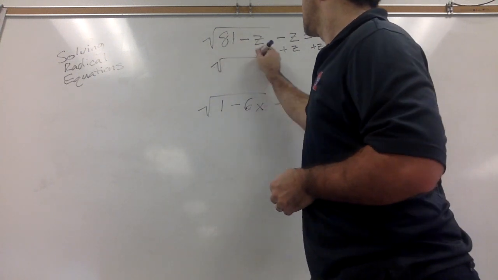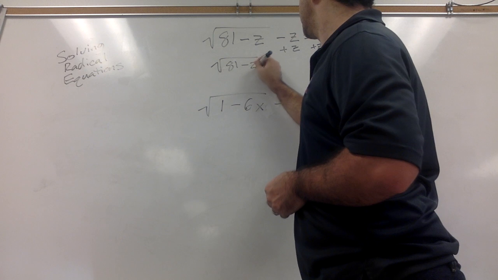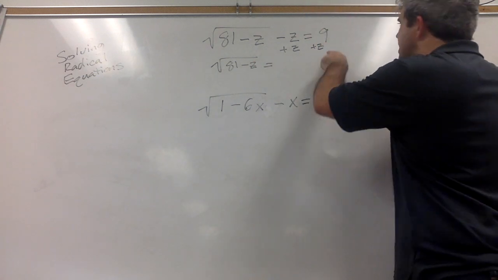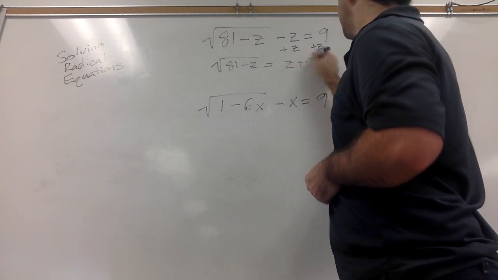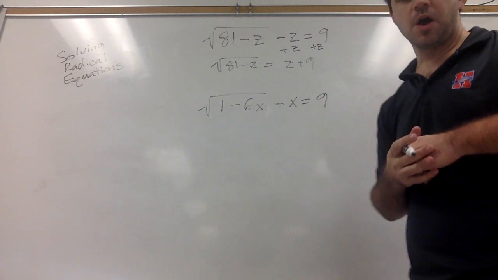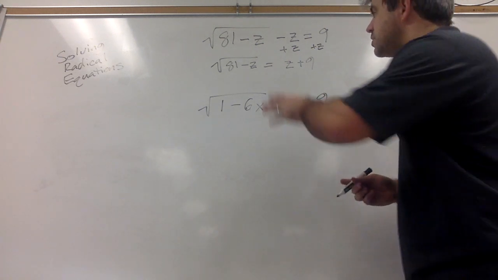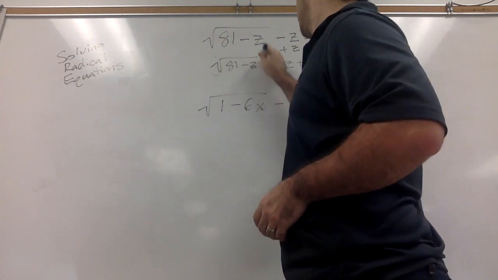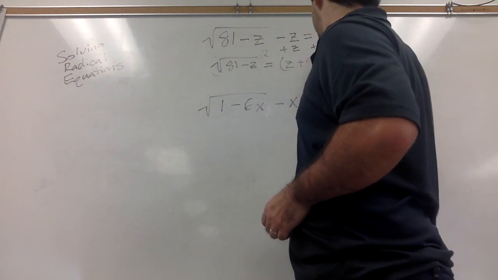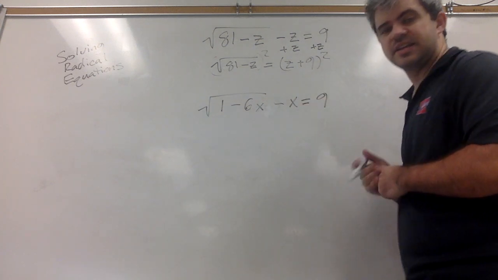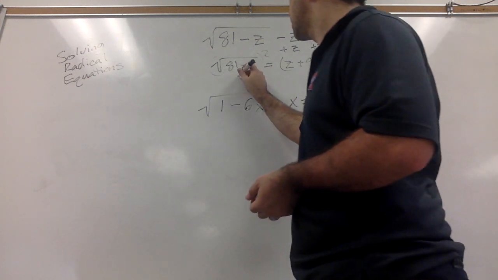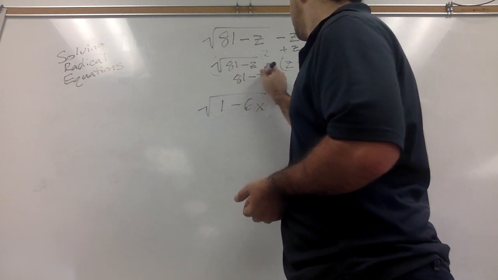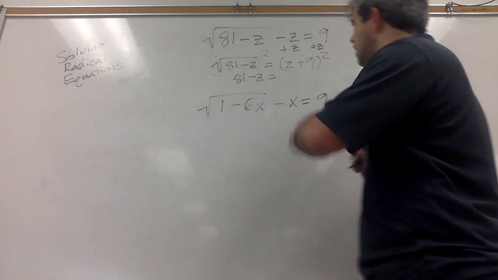So square root of 81 minus z equals z plus 9. Okay, so now what we have to do is we have to square both sides. Now the left side is going to be really easy. We're squaring something that was already in a square root. So we get 81 minus z.